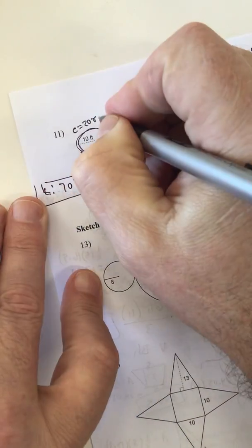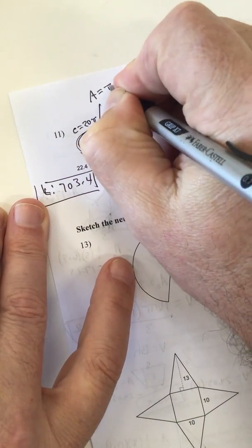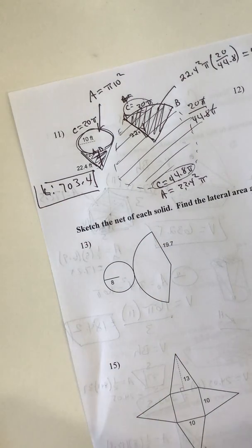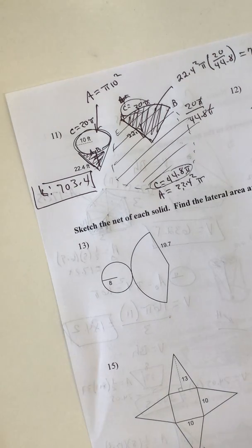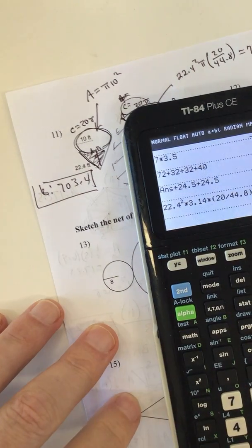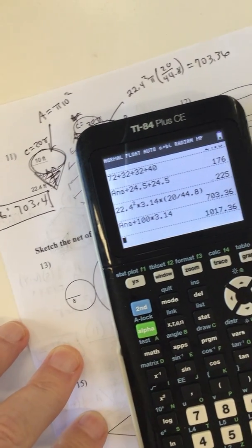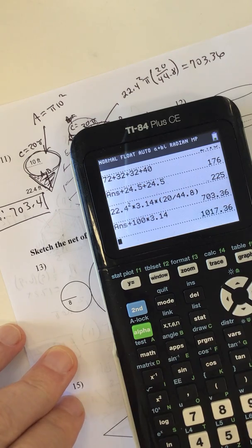Then the surface area is just going to add in the circle part. The area of the circle is pi r squared, so I'm going to add in another 100 pi. So plus 100 pi is 1017.4.